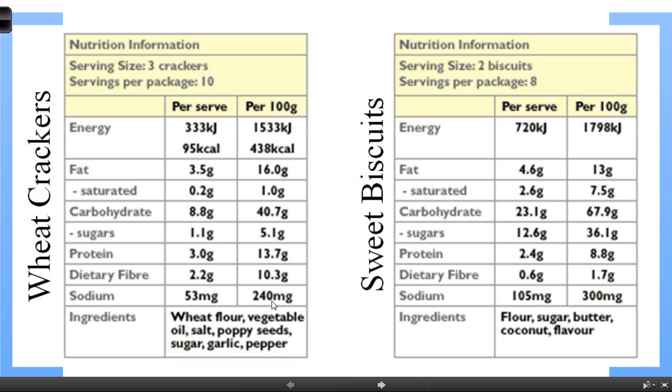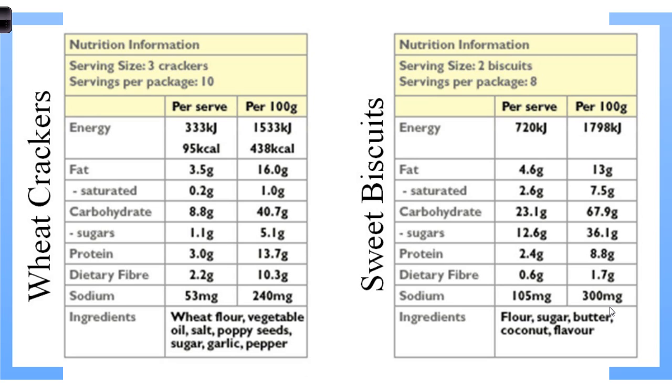So 240 milligrams of sodium, of salt, and in our sweet biscuit 300 milligrams. That's quite surprising maybe. Even in 100 grams of our crackers and our biscuits, the sweet biscuits actually have more salt. It's probably all that sugar in there that masks the salty taste, and the salt is probably in there just to enhance the flavour. But who would have thought? Often you might be surprised when you look at packages like this, that in this case the sweet biscuits have more salt in them than the wheat crackers.